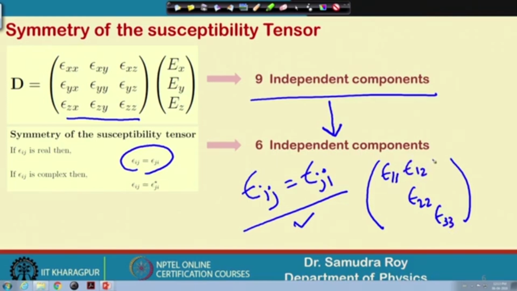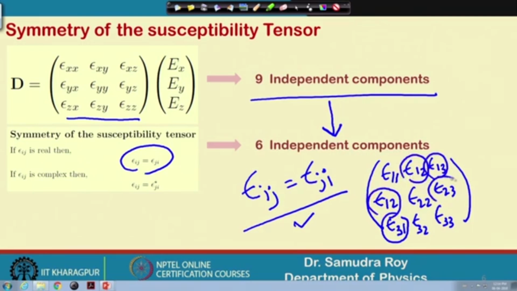Now, 12, 13, 23, these 3 components 12, 13 and 23 are the same as 21, 31 and 32, because if I interchange these indices, they are the same. 12 is equal to 21, that is why I write 21. 13 will be equal to 31, so I can also write it as 13. So, these 3 are the same. That is why I have 6 independent components.